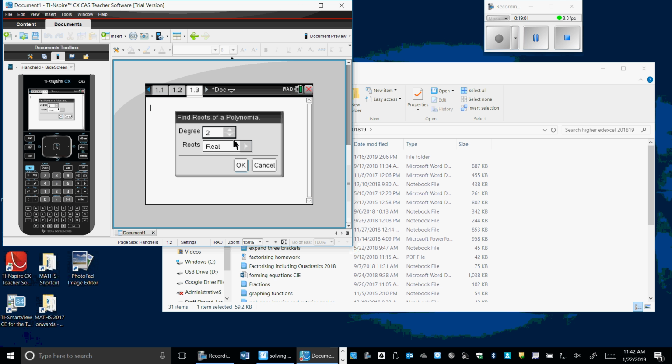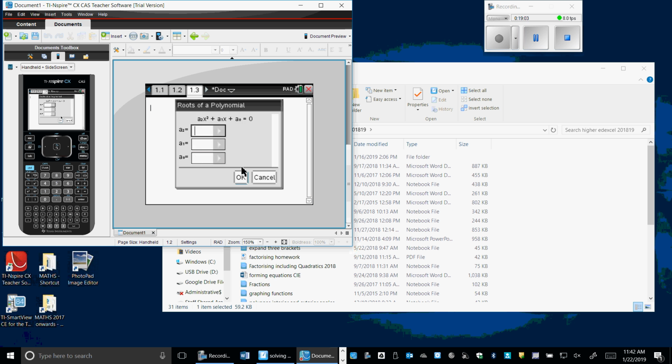Roots, real, just leave that and just press OK. Now this is where you're going to enter your coefficients. It helps you because A2 is in front of the x squared, the A1 is in front of the x, and the A0 is stuck on the end. So what were our values that we just had? 1, -6, and was it -8? Yep.